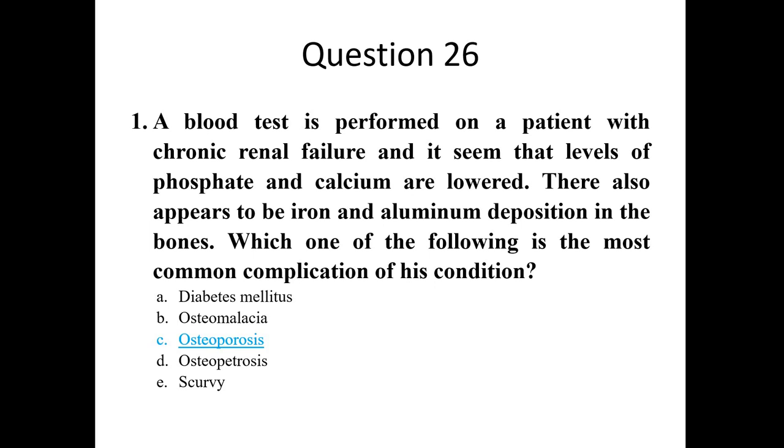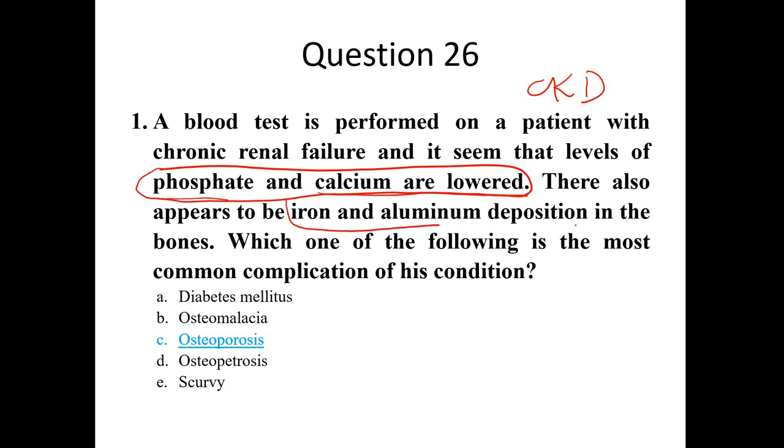This is question number 26. A blood test is performed on a patient with chronic renal failure, and it seems that the levels of phosphate and calcium are lower. Now look, the levels of phosphates and calcium are lower. This is the key information, and that is a chronic CKD patient. There also appears iron and aluminum deposition in the bones. Now this is some jargon that is misguiding the student. Which one of the following is the most common complication of his condition?